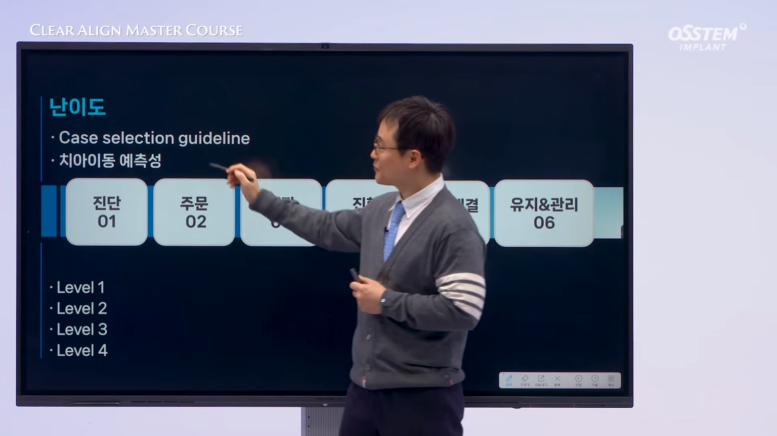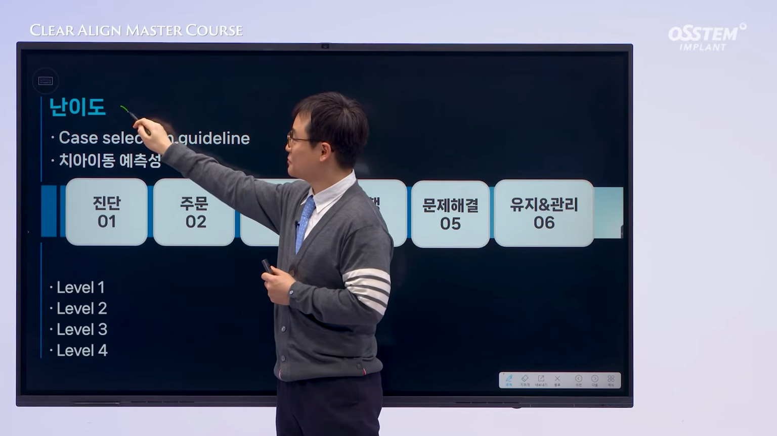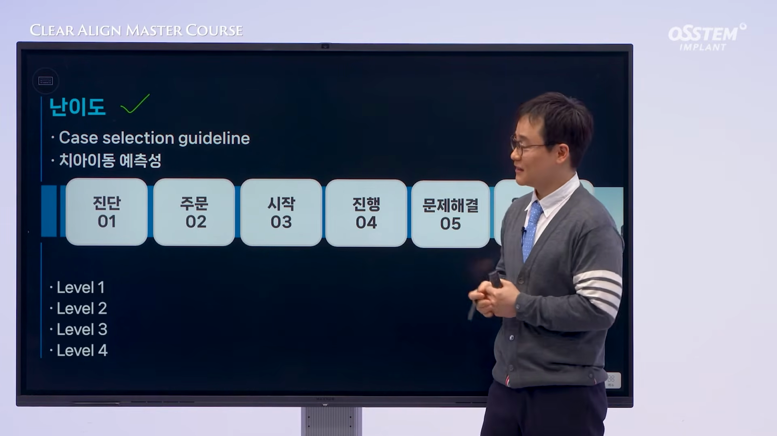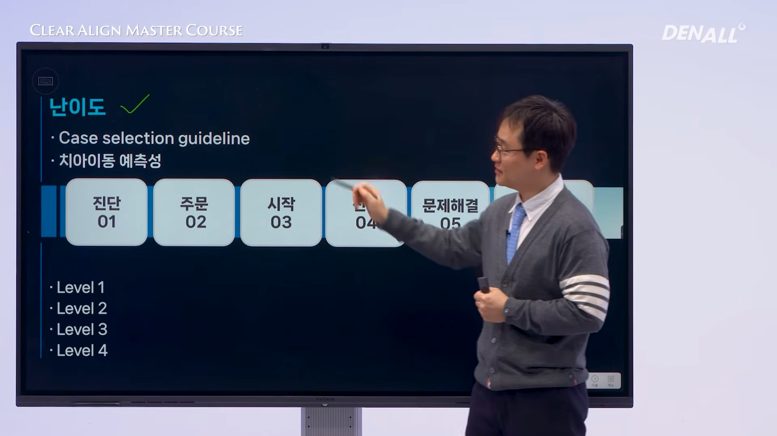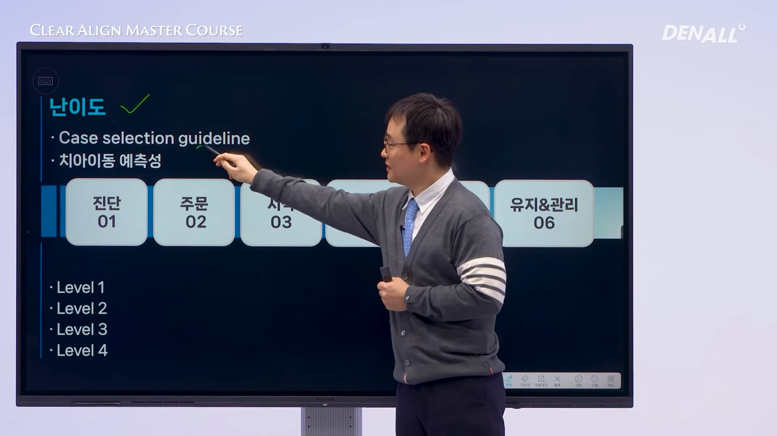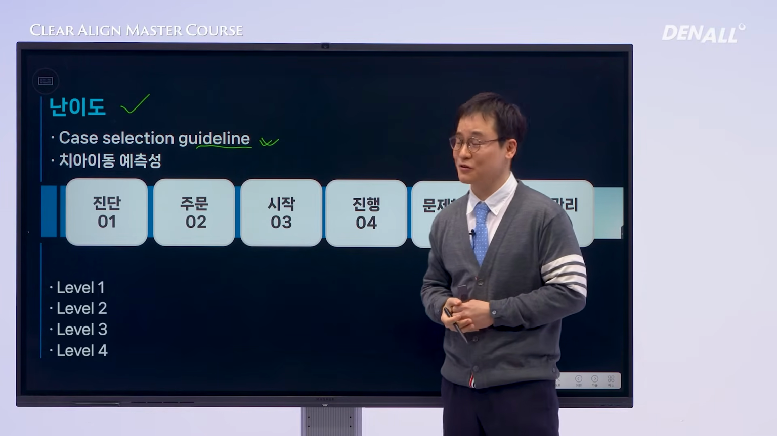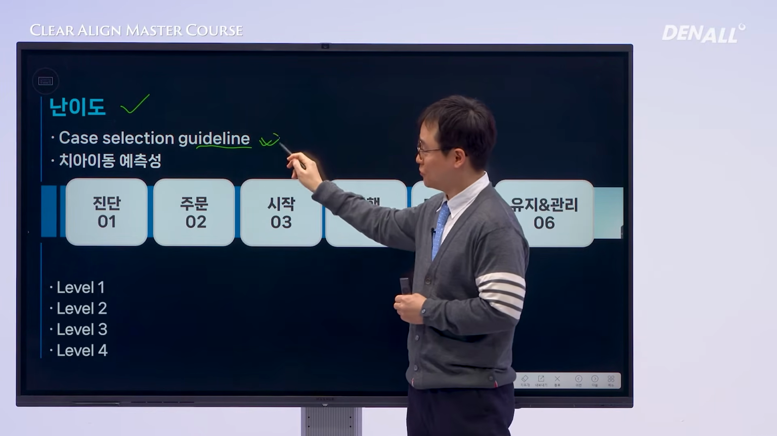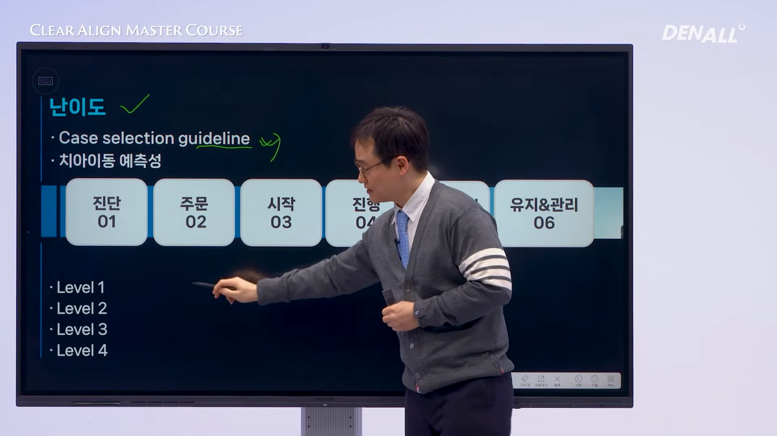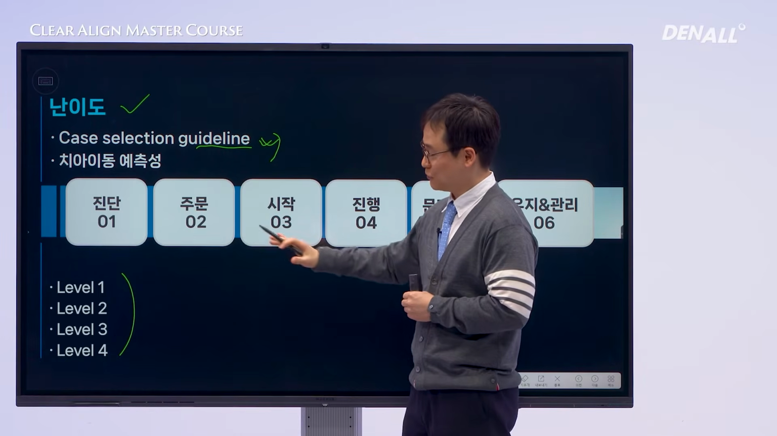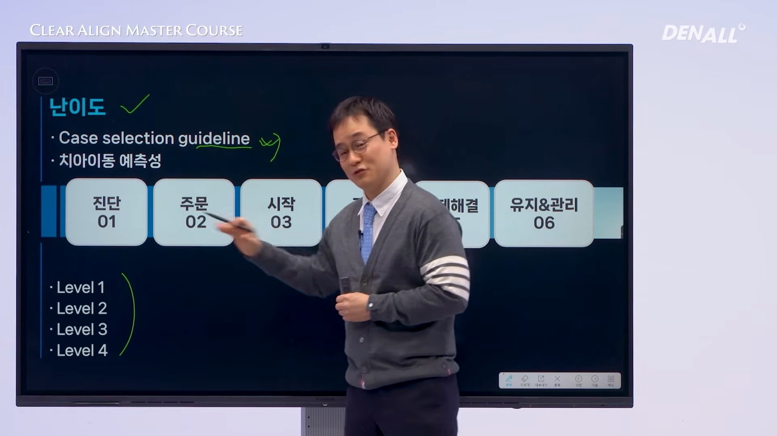In clear aligner treatment, the very first step is to check the case difficulty. Just like a batter tells whether it is a ball or a strike, you need to assess whether a case is within your current skill level or not. I'll also share guidelines to help you make that judgment. I'll cover this part in the next session. Based on these, I've tried to classify the cases into 4 levels. According to this case classification, you can make a decision that you can deal with level 1 cases.